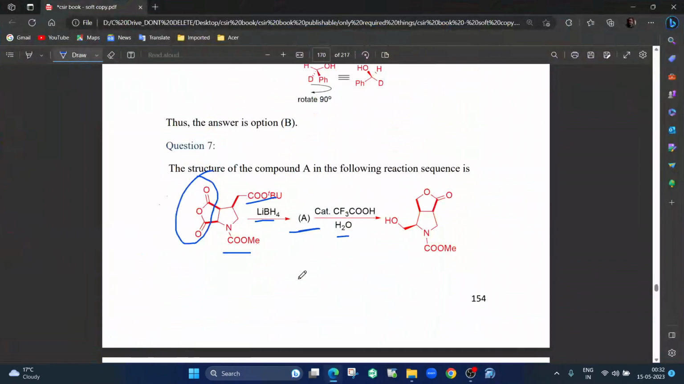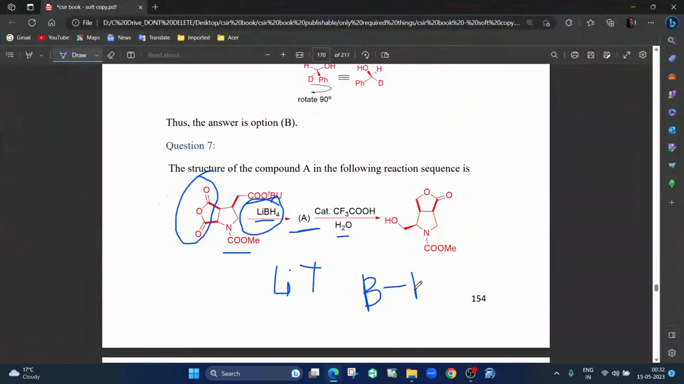Now NaBH4 is a mild reducing agent. It reduces only aldehyde and ketone and does not touch esters and stuff like that. Of course NaBH4 will reduce acyl halide, but apart from that it does not reduce anything else, amide, esters or carboxylic acid. But LiBH4 can reduce esters, it can reduce acid anhydride also. Basically what happens is, it is Li plus and BH4 minus.